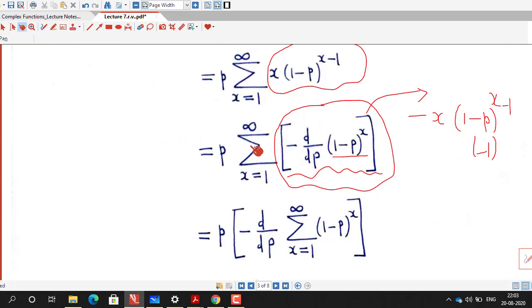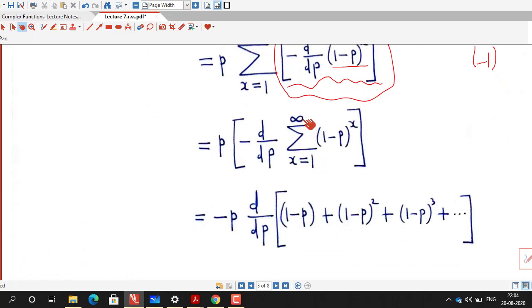So using this, now in the next step we interchange this summation and derivative. So summation of derivative equal to derivative of summation. Now we expand this series. X is running from 1 to infinity, so it is minus p derivative with respect to p of this bracket. This bracket is nothing but this infinite series. So for x equal to 1 it is 1 minus p, for x equal to 2 it is 1 minus p square, and so on. So you can see this is nothing but geometric series.